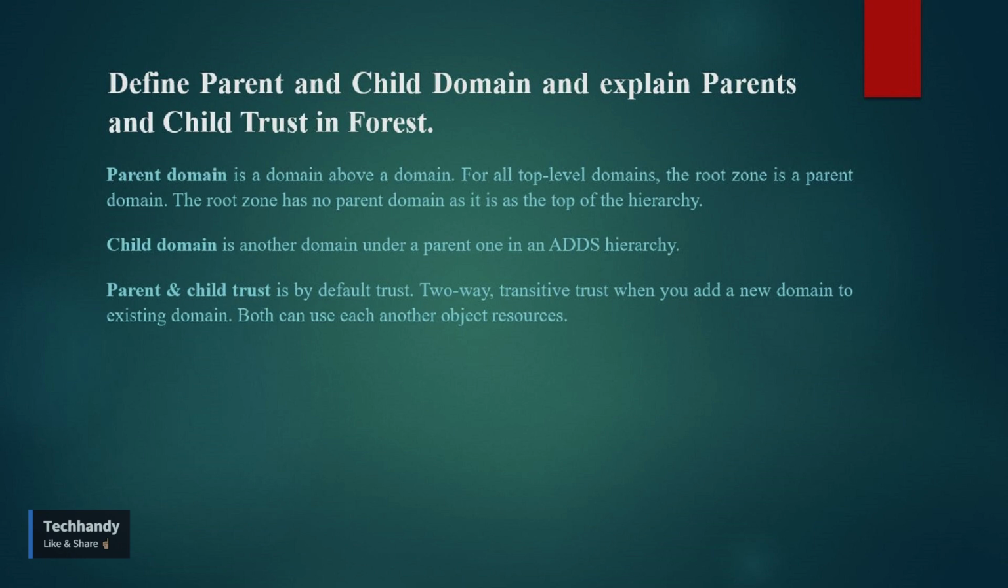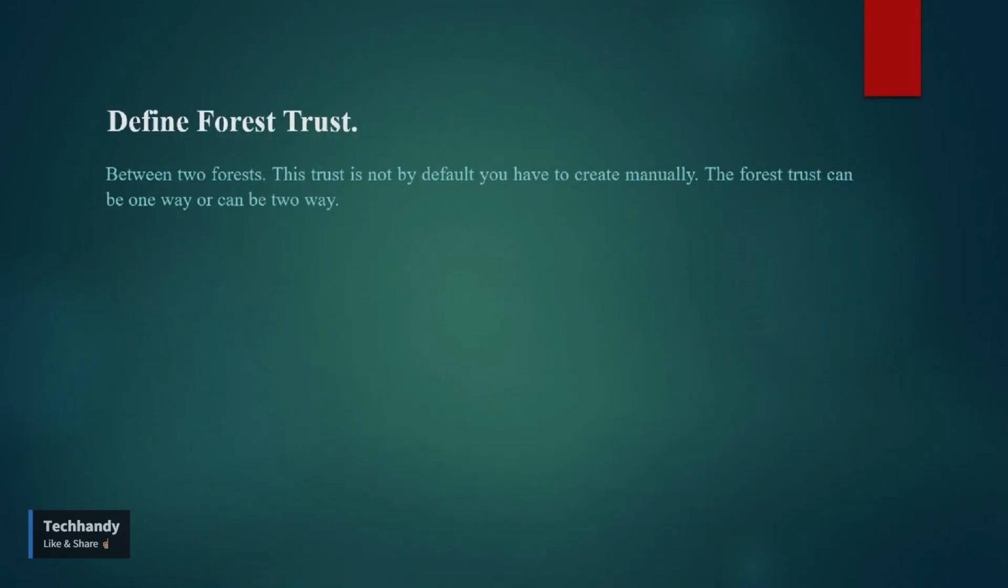Parent and child trust is a default trust. Two-way, transitive trust when you add a new domain to an existing domain. Both can use each other's object resources. Define forest trust. Between two forests. This trust is not default, you have to create it manually. The forest trust can be one-way or two-way.